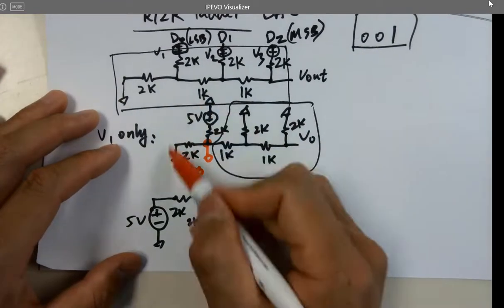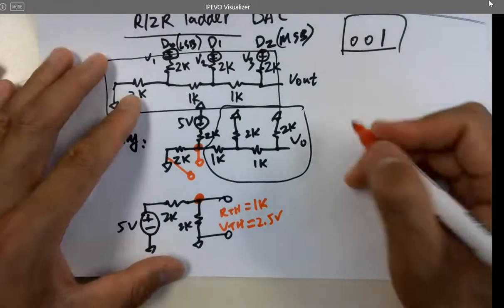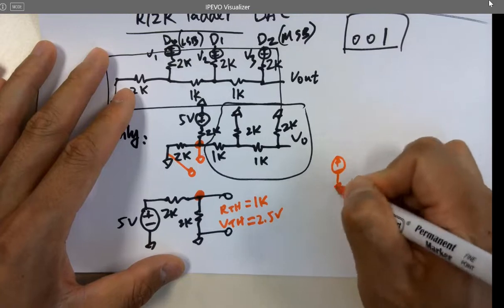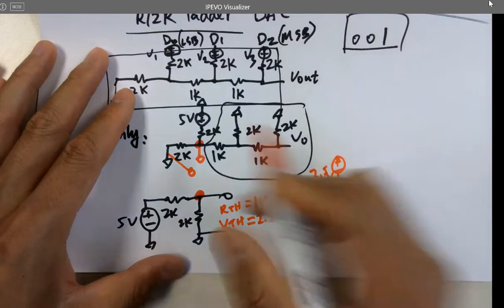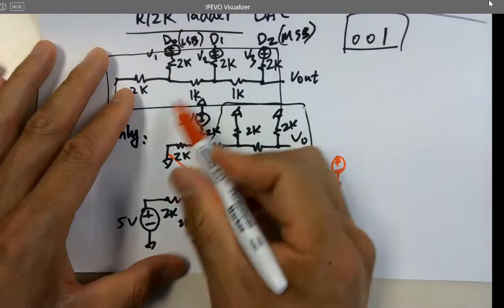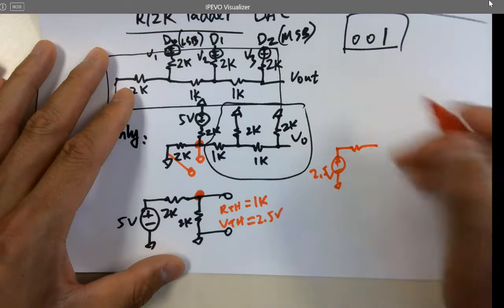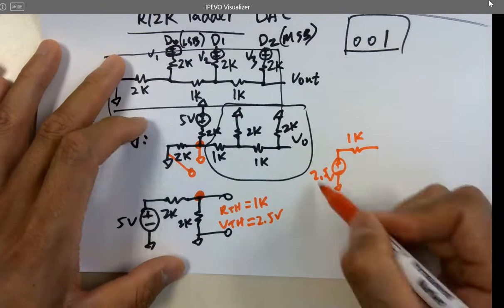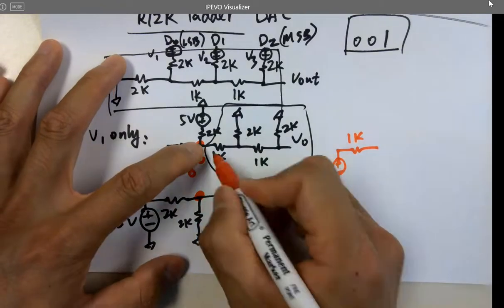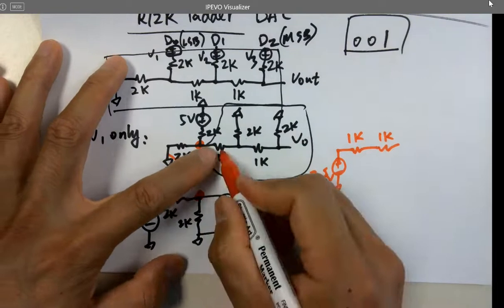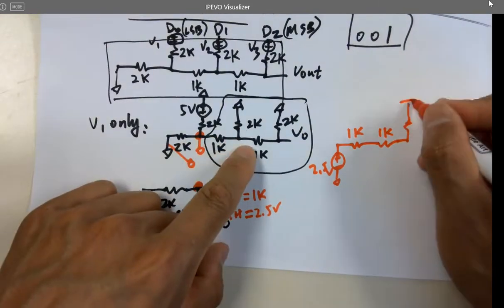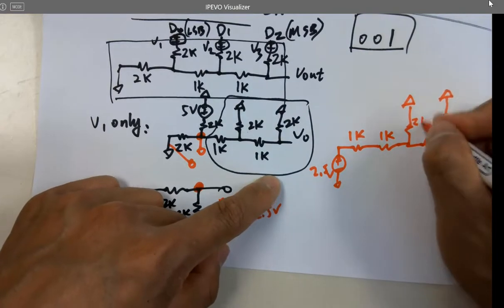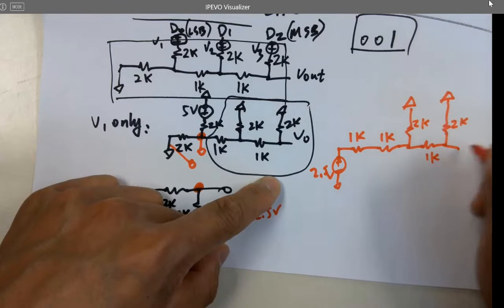So you can replace this with something equivalent. It's going to be 2.5 volts, with a 1K resistor. And then just plug this back in here, followed by another 1K resistor, which is this one. And then the 2K going up, and then the 1K, and then the 2K going up. Just 2K, 2K, 1K. Here's still the final V out.